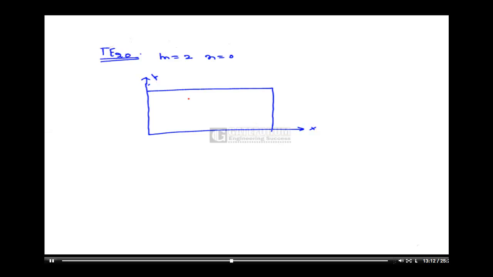Similarly, suppose TE20. That is here M is equal to 2, N is equal to 0. That is the number of half cycles along x-axis is 2, number of half cycles along y-axis is 0. So the representation is like this. So this is x-axis, so this is y-axis. So number of half cycles along x is 1, x is 2. So the representation is like this.